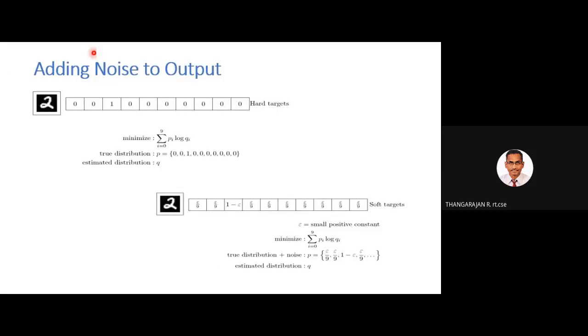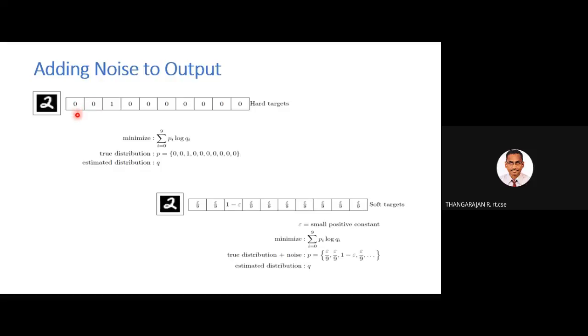You can also add noise to the output, because the output y cap is what you are comparing with y. Suppose you now corrupt the output. For example, this is a hard target: I want to achieve 0, 0, 1, as in a cross entropy loss function. But don't do this. This is called a hard target. Don't do this; you corrupt the output.